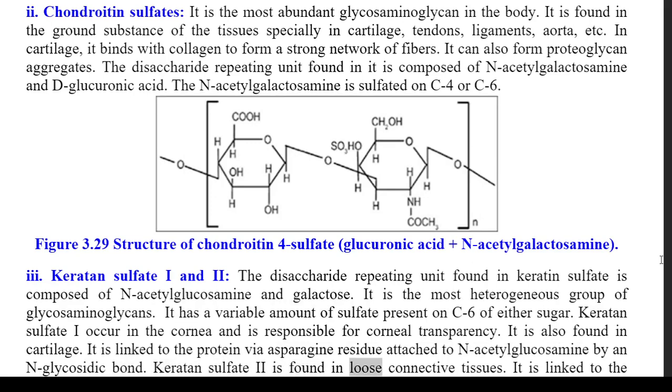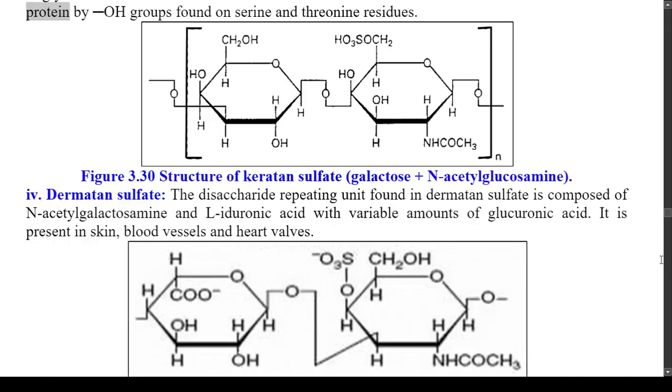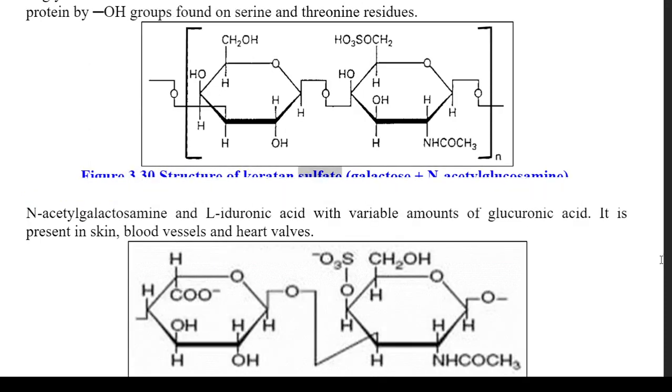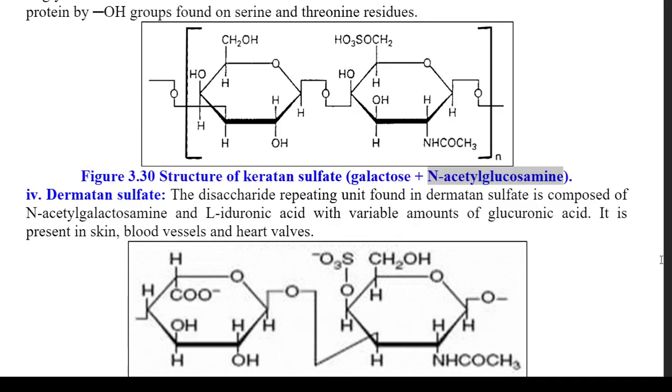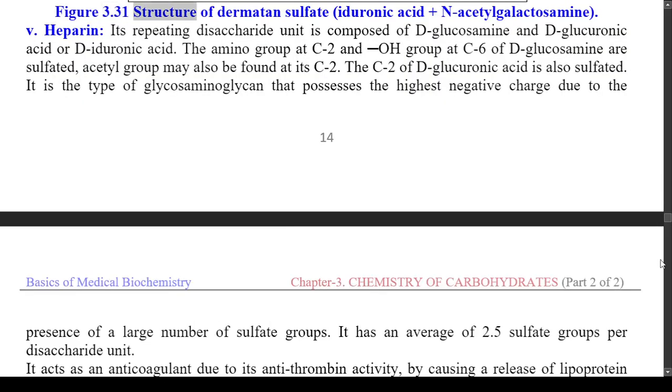Keratan sulfate II is found in loose connective tissues. It is linked to the protein by O-glycosidic bonds to serine and threonine residues. Figure 3.30: Structure of keratan sulfate, galactose plus N-acetylglucosamine. 4. Dermatan sulfate. The disaccharide repeating unit found in dermatan sulfate is composed of N-acetylgalactosamine and L-iduronic acid with variable amounts of glucuronic acid. It is present in skin, blood vessels, and heart valves. Figure 3.31: Structure of dermatan sulfate, L-iduronic acid plus N-acetylgalactosamine.